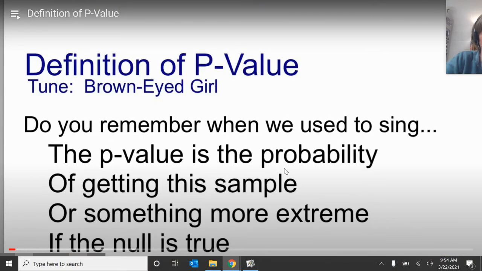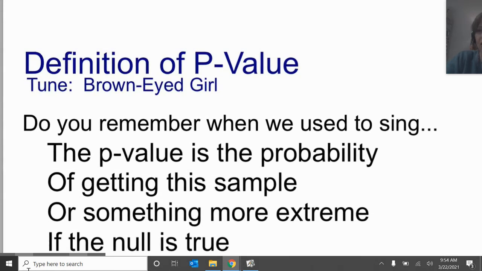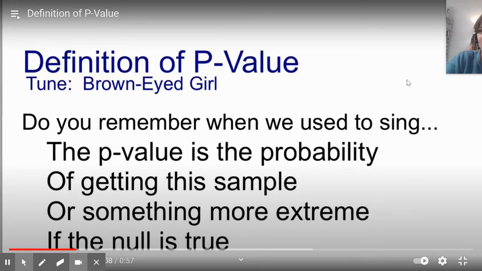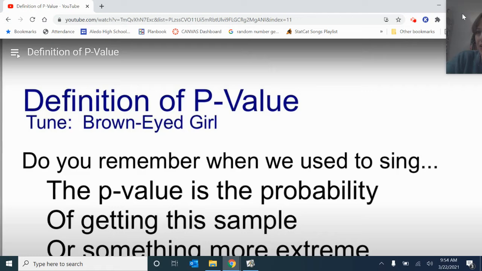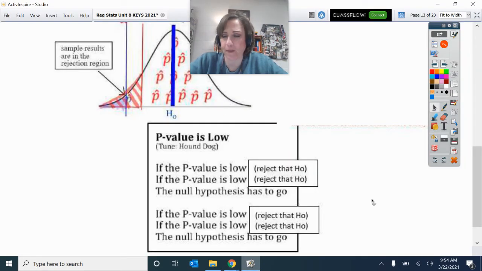All right. If that p-value, and there's our definition of the p-value song. Let's see if I can stop that. Okay, there we go. Remember the p-value song? Okay, so let's now put this into action.